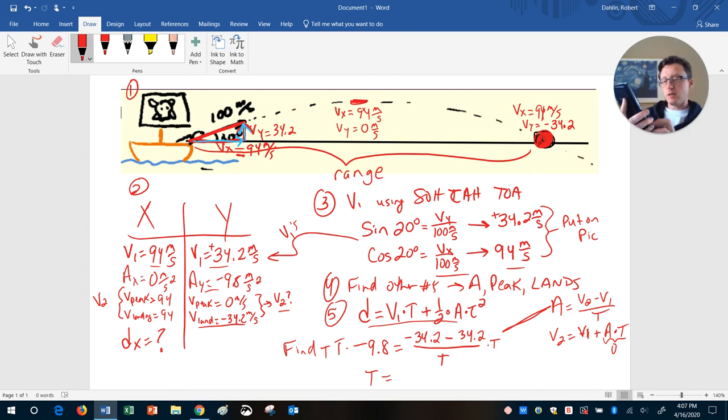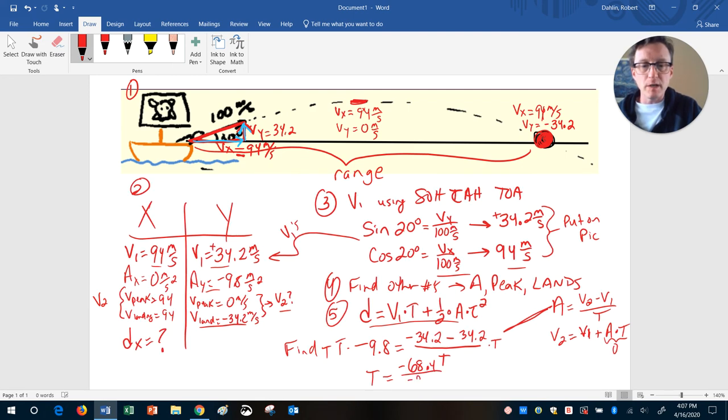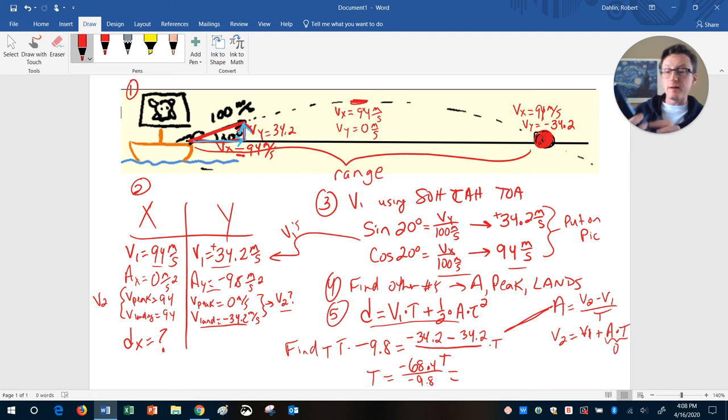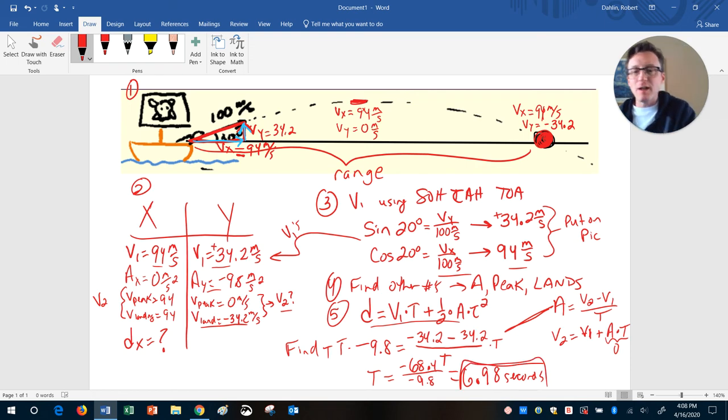I've got my calculator. Again, I got negative 34.2 minus 34.2. That gives me a negative 68.4 all over my negative 9.8. Okay, so now I simplify that. Negative 68.4 divided by my negative 9.8. And I get suddenly now a positive number because my negatives would cancel out. I get 6.98 seconds. Okay, now be careful, that's not your final answer, that's your time.